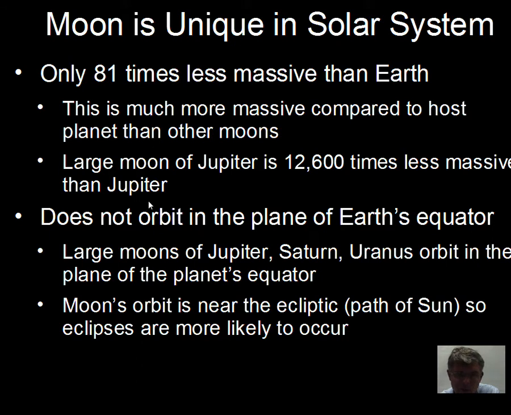Another very unusual thing is that the large moons of the planets tend to orbit in the plane of the equator of that planet. Not so for the Moon. The Moon's orbit is more or less along the ecliptic, about 5 degrees off of the ecliptic, but nearly along the ecliptic. And the ecliptic is not on the celestial equator of the sky. The Moon is very unusual. It does not orbit around the Earth above the Earth's equator.